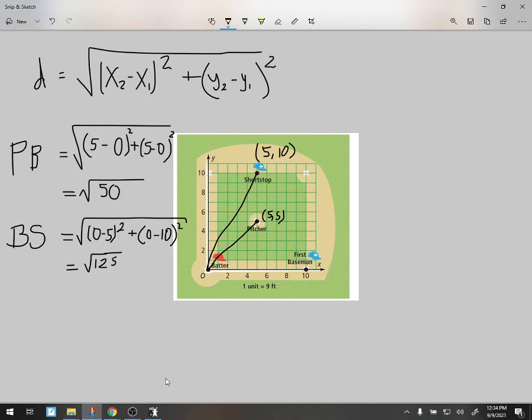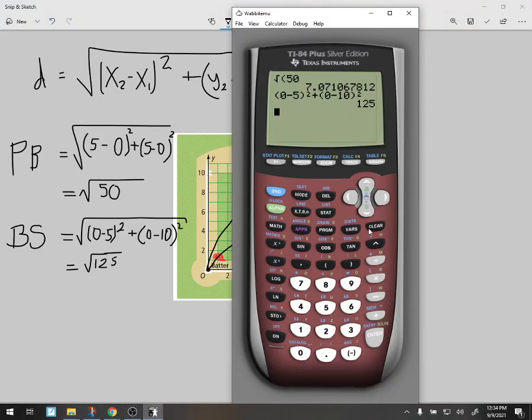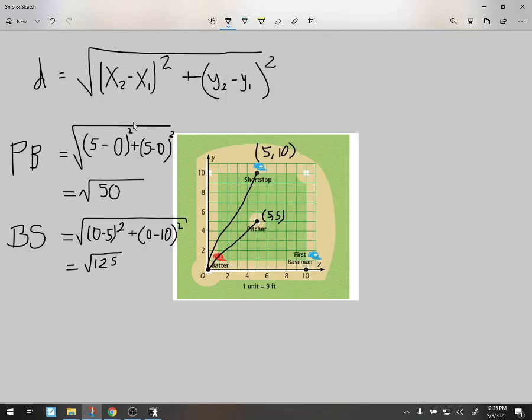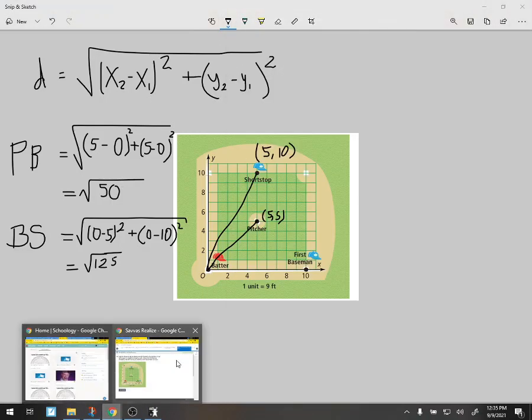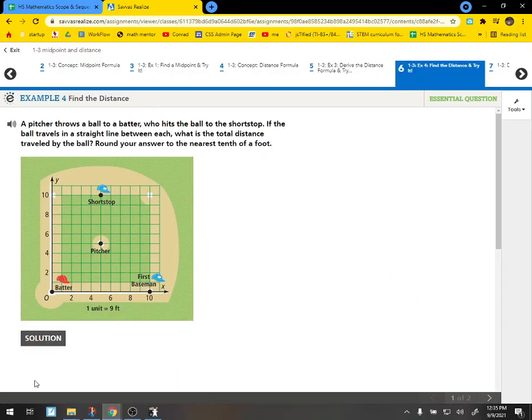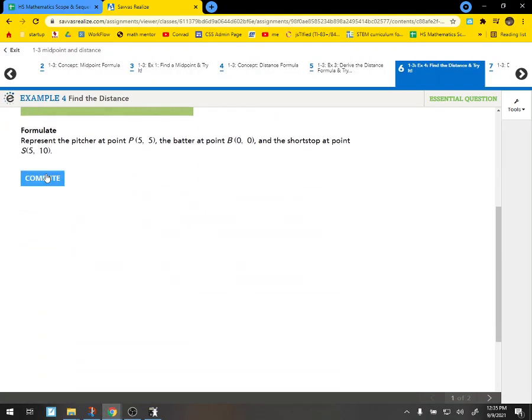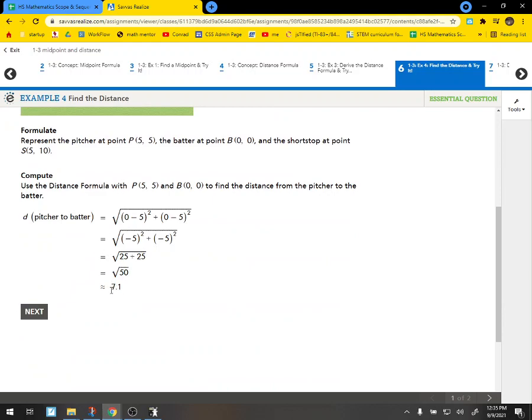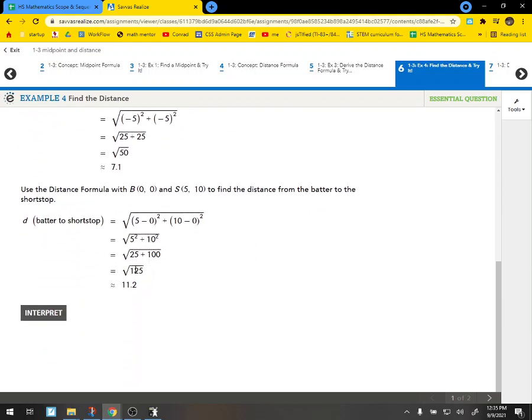So for both of these, there's a way to simplify them, and that's an honors topic we will definitely cover in a separate video, but I'll come back to this. So let's see how they do it. Square root of 50 is about 7.1, and square root of 125 is 11.2, making the total 18.3 feet. Oh, what?